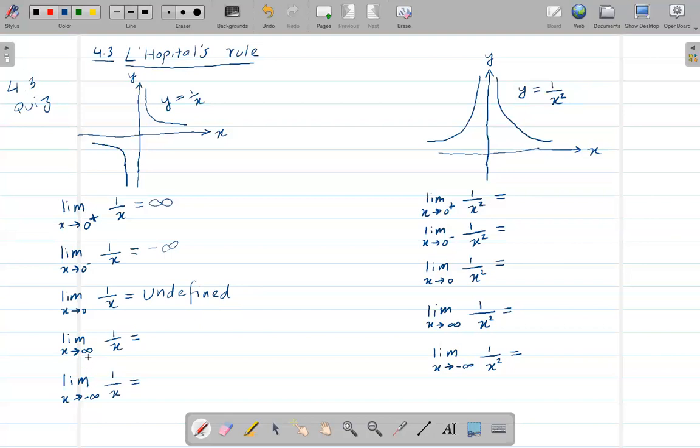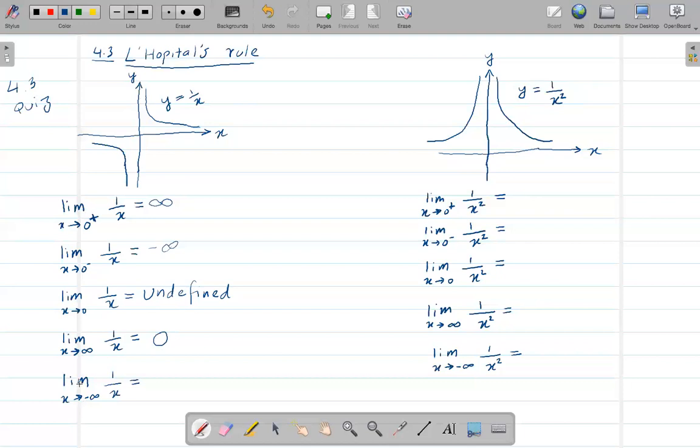Similarly for this one, now when x goes to infinity, in this graph, when x goes to positive infinity, it's going towards this, then y is approaching towards 0, right? Because on this y-axis, y is approaching towards 0. So this is 0.